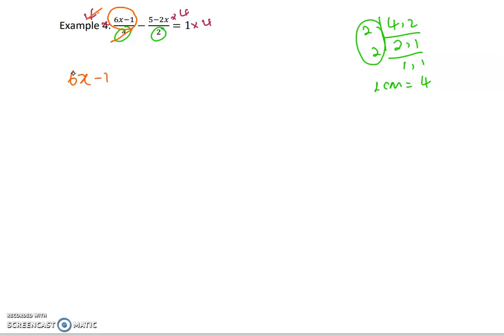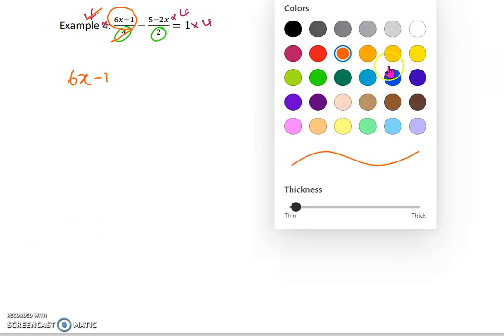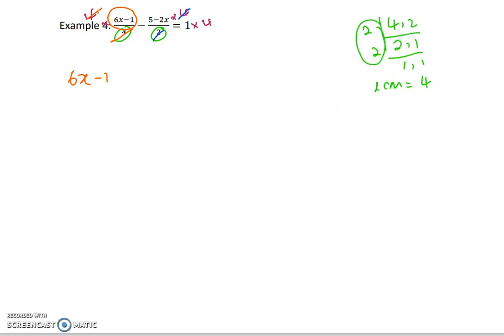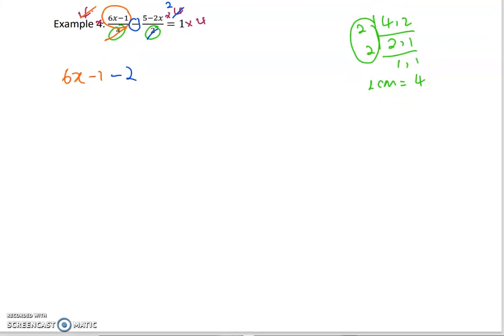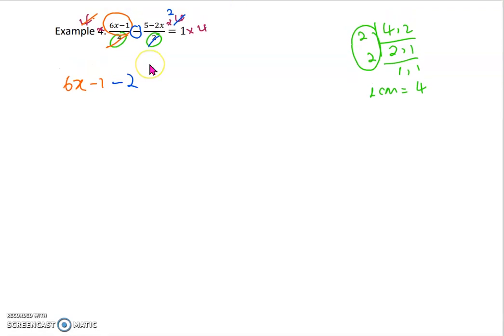Now the next one, you have to be a little bit more careful, alright? Because 4 and 2, 4 divided by 2 is a 2. But there is a minus sign there. So please write the minus 2. Okay, so the 2 was from here. Alright? So the minus 2 is there. And we have this thing here, 5 minus 2x. So we're going to write 5 minus 2x as a bracket. Alright? And on the other side, 1 times 4 is just 4.